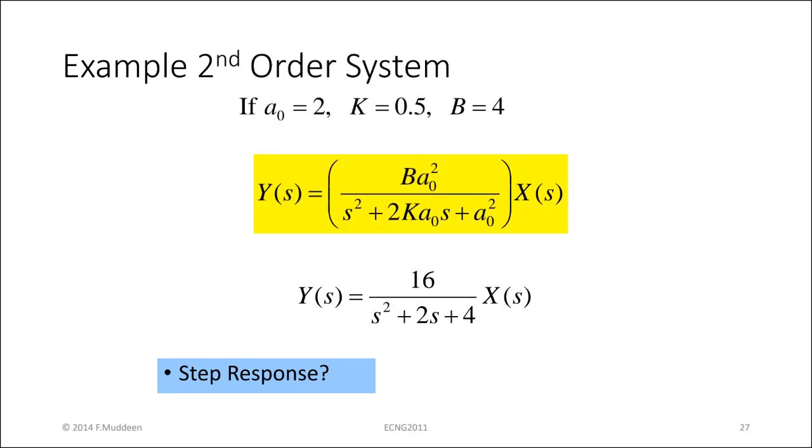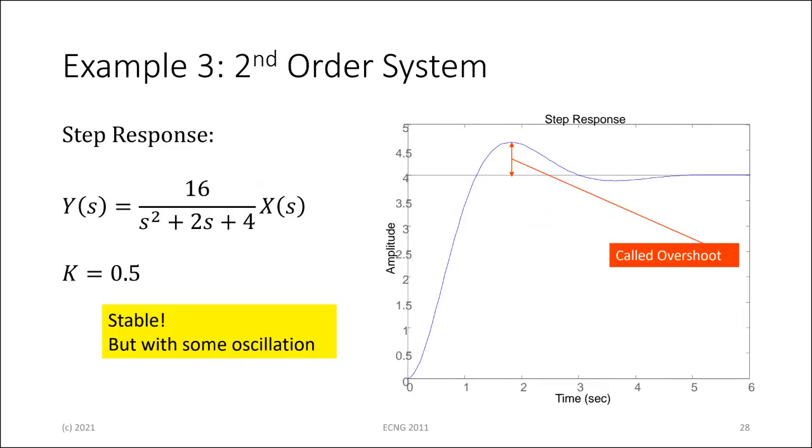But look at what happens here now. Let's take a equal to 2 again, b equal to 4, but we vary k now, and we put k equal to 0.5. So with k equal to 0.5, we have the transfer function here, and we put in the step response. Look at what happens. We have it stable again. Remember, the step response is this.